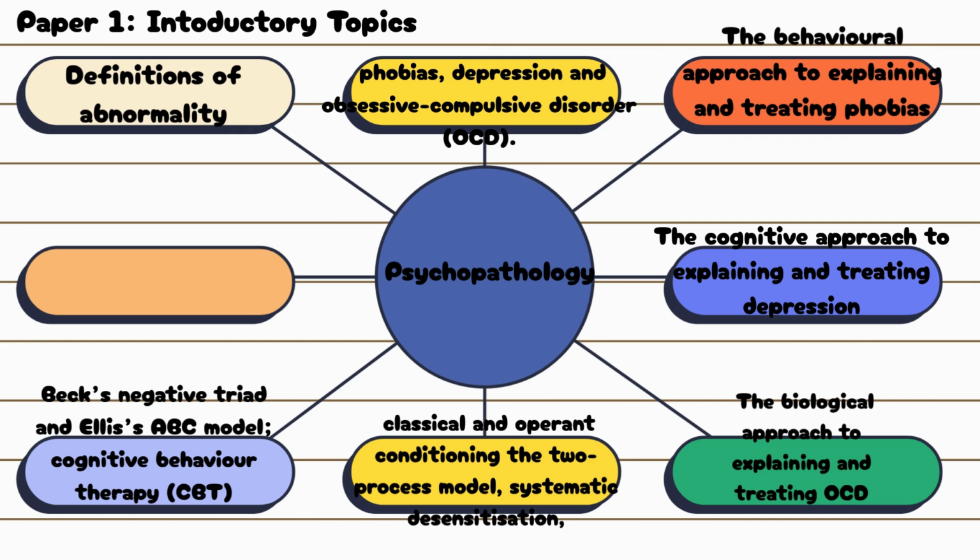Next, the cognitive approach to explaining and treating depression: Beck's negative triad and Ellis's ABC model; cognitive behavior therapy, CBT, including challenging irrational thoughts; and the biological approach to explaining and treating OCD: genetic and neural explanations, and drug therapy.